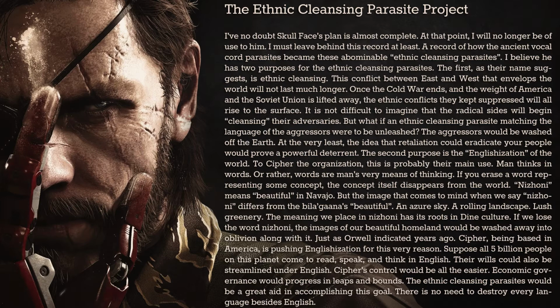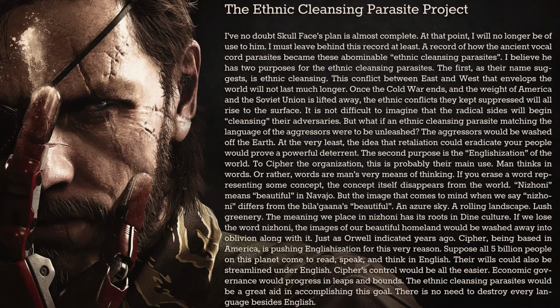If you erase a word representing some concept, the concept itself disappears from the world. Nishone means beautiful in Navajo, but the image that comes to mind when we say Nishone differs from the Belagana's beautiful: an azure sky, a rolling landscape, lush greenery. The meaning we place in Nishone has its roots in Diné culture. If we lose the word Nishone, the images of our beautiful homeland would be washed away into oblivion along with it.